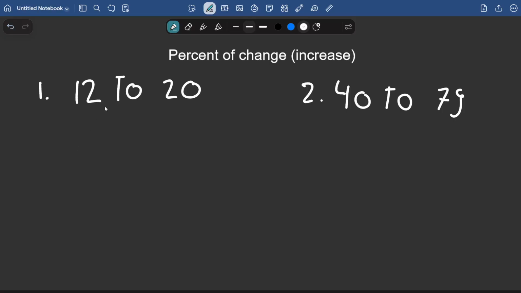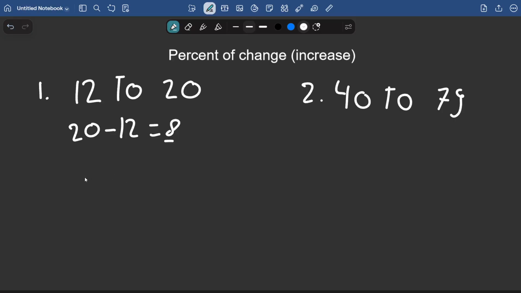Okay, let's start. First we need to get the amount of change of the two numbers. To do that we do 20 minus 12, which equals 8. So this is our amount of change.